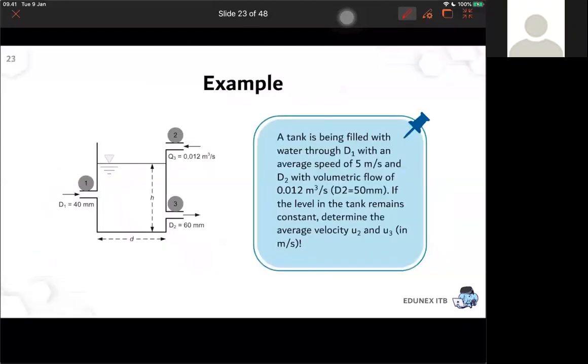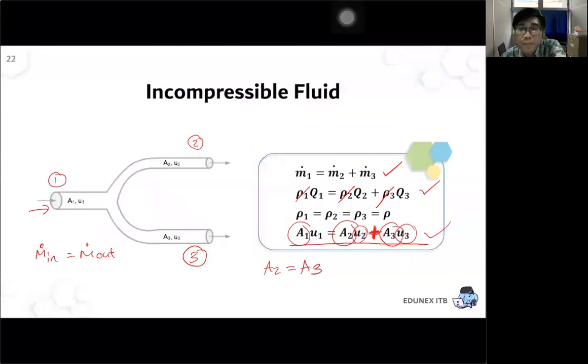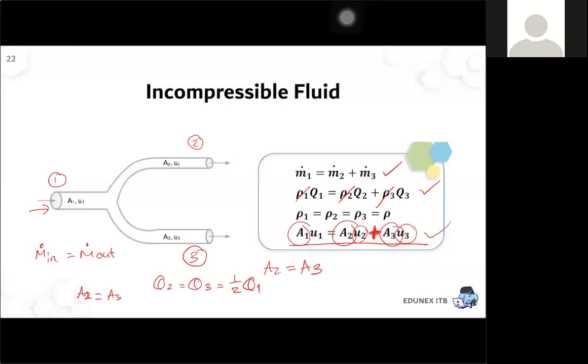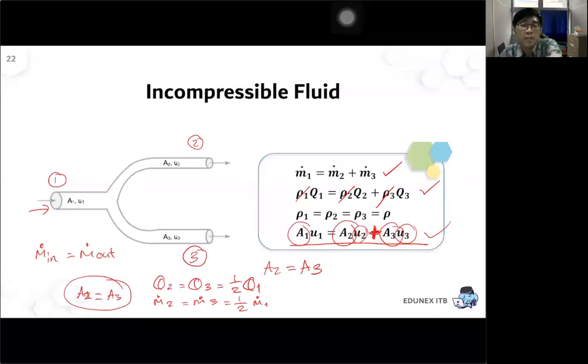Sir, for the previous one, will the volumetric flow rate be the same for 2 and 3? If the diameter is the same, yes. So if you have A2 equals A3, then Q2 will equal Q3, which equals half of Q1, right? Because it's divided equally. Okay, understood, sir. M2 will equal M3, which equals half of M1, only if the area is the same. Okay, thank you, sir.